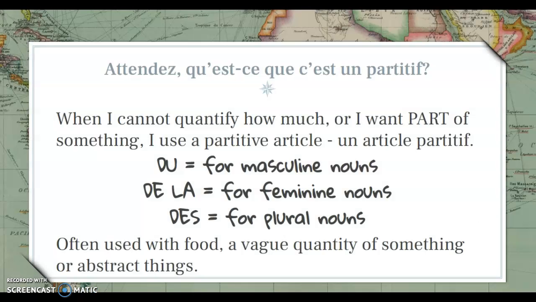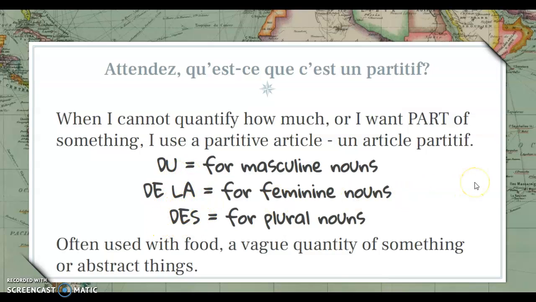So, un partitif. Let's talk about that. What is a partitif? When I can't quantify exactly how much I want, but I want part of something, or I want some of it, I'm going to use a partitive article, un article partitif. So, for masculine nouns, I use du. For feminine nouns, I use de la. And for plural nouns, I use de.